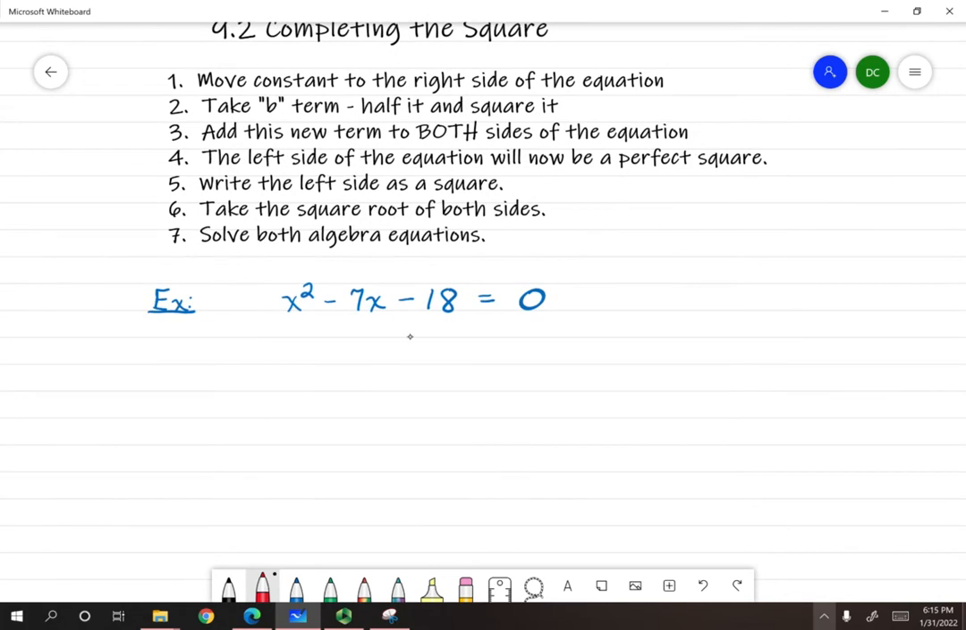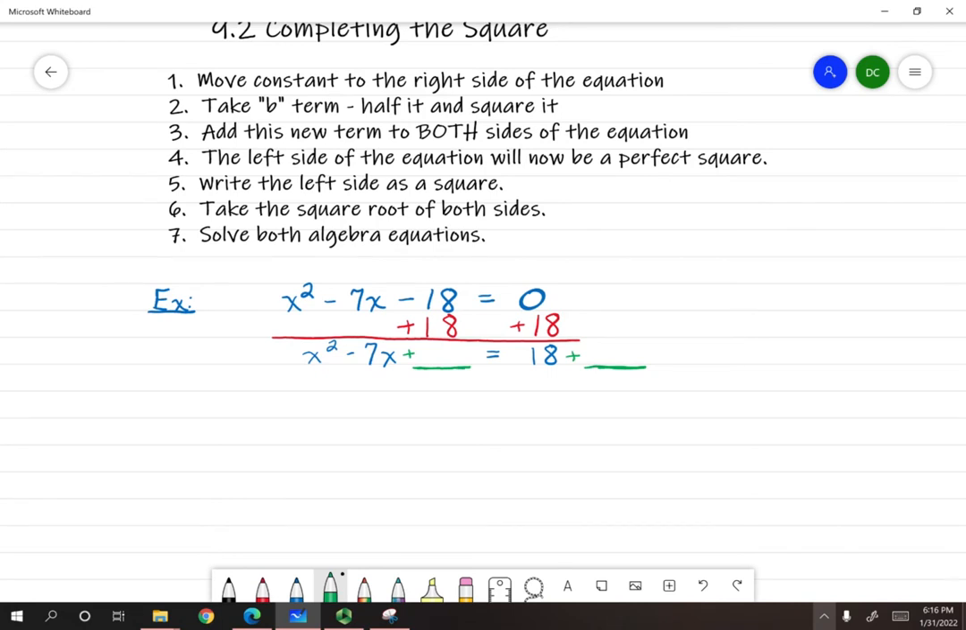So the first thing I'm going to do is add 18 to both sides of this equation. That's the constant term. It doesn't have a variable part. And so now what we have is x squared minus 7x. I'm going to leave room, and that gives us 18. I am going to put a plus blank on both sides of the equation. This reminds me that whatever I do to one side of the equation, I have to do to the other side, because remember, algebra is fair.